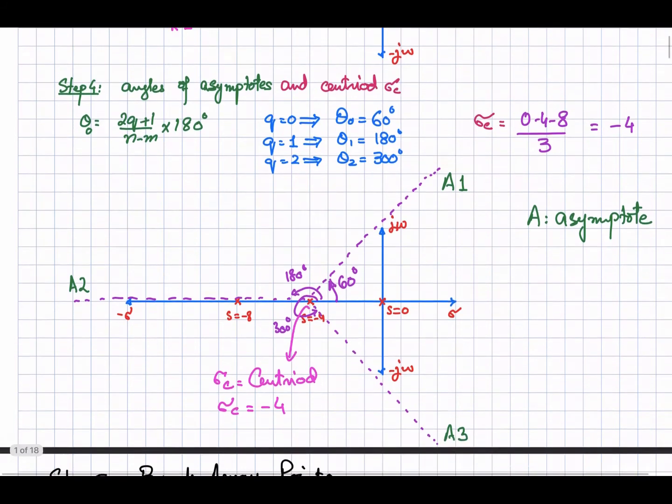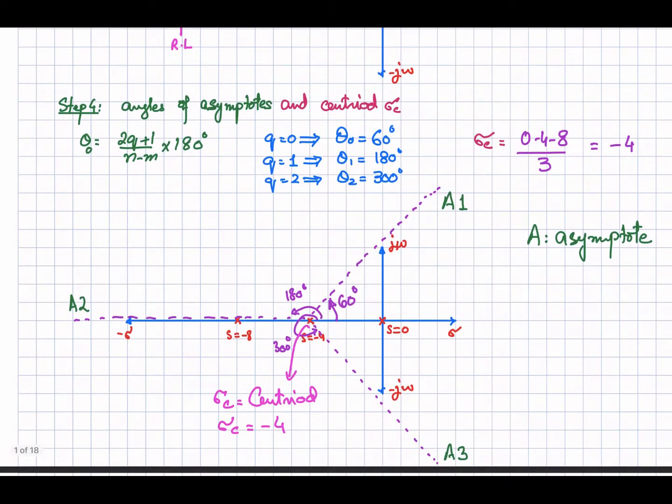So now in this diagram you can see that I have sketched the asymptotes over the pole-zero map. So this is your first asymptote, A1 is representing the asymptote. So this is meeting the real axis at s equal to minus 4. This is the centroid point. Okay, so the second asymptote is this one, that is at the angle of 180 degrees from here, that you can see.